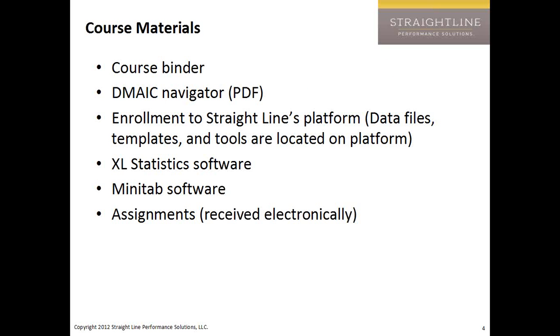So hopefully you have all received, with the one exception of Jim that we know, the following materials. You should have received in the mail the course binder, the DMAIC Navigator, which is printed out at the back of that document, but also there's an electronic version which we'll get to you today over the Internet. You also all are enrolled into Straight Line's platform. So you'll have the data files, the templates, and the tools. They're all located on the platform, but so are several other tools that you'll have access to, and file sharing, which I think you'll find helpful throughout the course and hopefully throughout your working career as well.